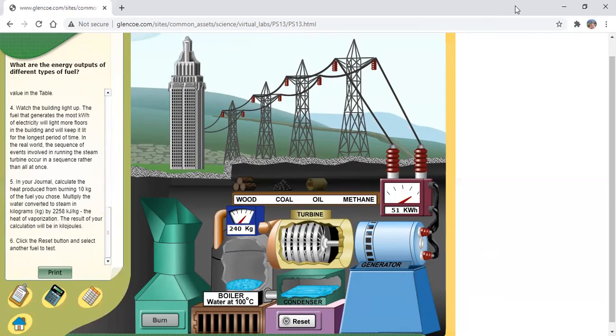And that's an example of wood, coal, oil, and methane. The relationship between the kilograms of boiled water, how long the turbine spins, and how many kilowatt hours are produced. Then you can use all of that to work out how much heat is produced by each of the fuels for a 10 kilogram sample.